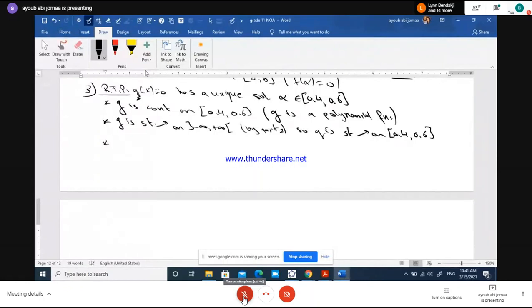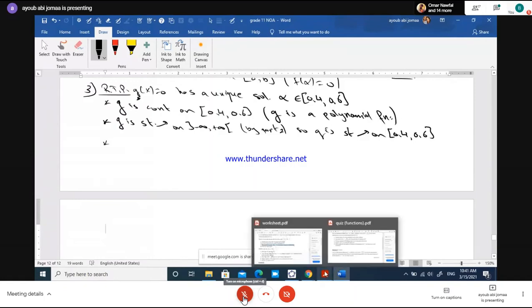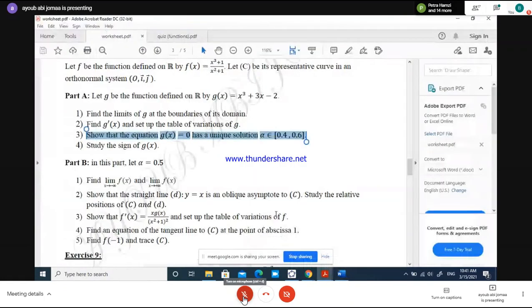I have a few questions. First, how do you know it is a unique solution? And second, where did you get 0.4 and 0.6? The 0.4 and 0.6 are given in the exercise. You don't have to predict them. From the exercise you will be given the interval. Then the unique solution: the question says to prove that it has a unique solution.